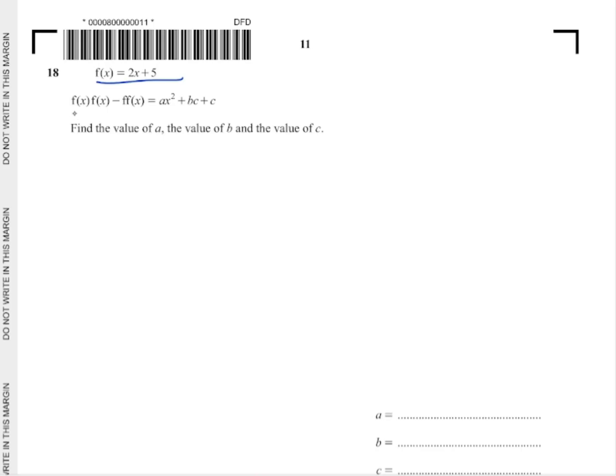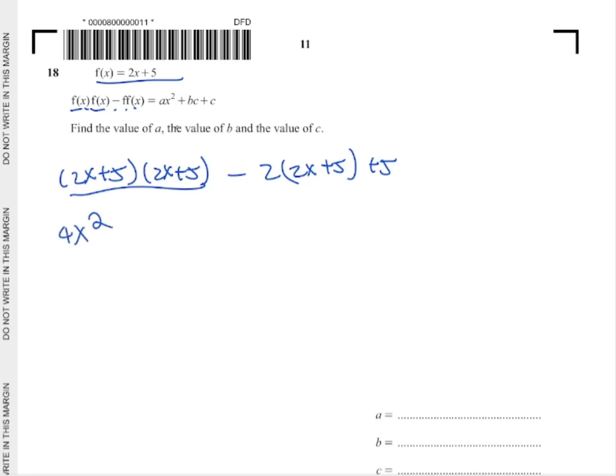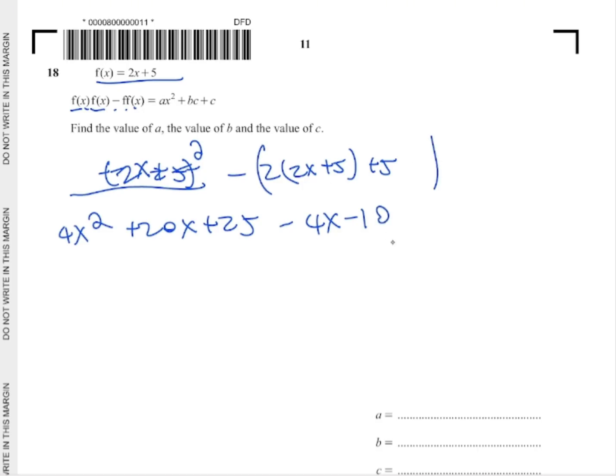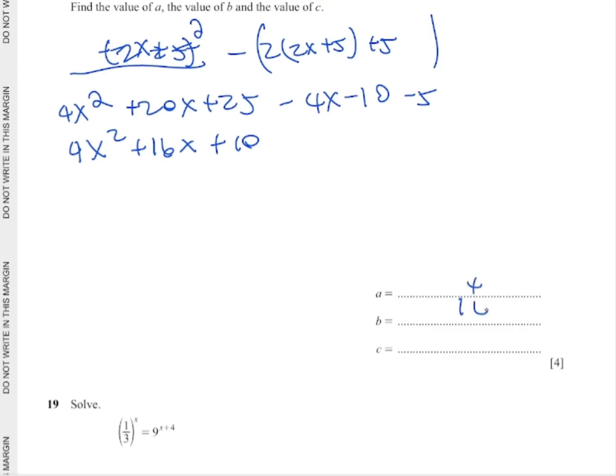Now we have f(x), and we want to find f(x) minus f(f(x)). So this is 2x plus 5 minus f(f(x)). Now what is f(f(x))? We have 2 times f(x) plus 5, which is 2(2x plus 5) plus 5. Expand. The left side is 2x plus 5 squared, which gives 4x squared plus 20x plus 25, minus 4x minus 10 minus 5. Combine the like terms, we have 4x squared plus 16x plus 10. So it would be 4, 16, and 10.